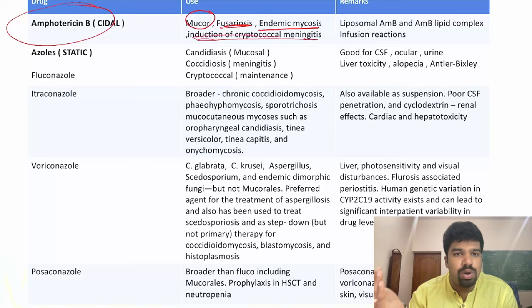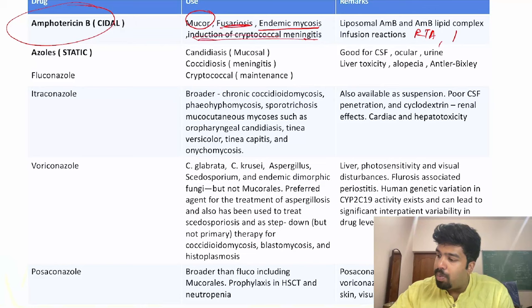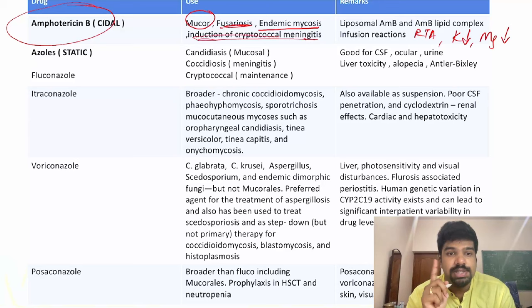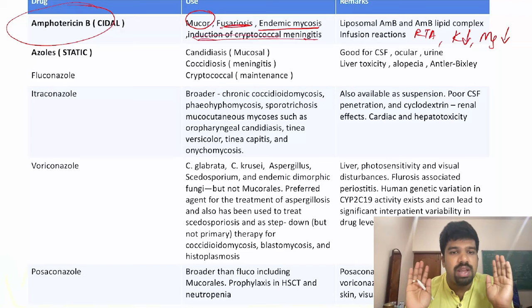Amphotericin B will cause some kind of an RTA, therefore causing potassium and magnesium to be low. These patients will come with infusion chills. You should always remember to give it with a lot of fluids and monitor potassium and magnesium frequently. So this is about amphotericin. Amphotericin comes both in the conventional form or in liposomal forms or deoxycholate forms. Liposomal forms are less nephrotoxic and are the preferred choice in the current scenario. But since it's expensive, we usually use the conventional form.